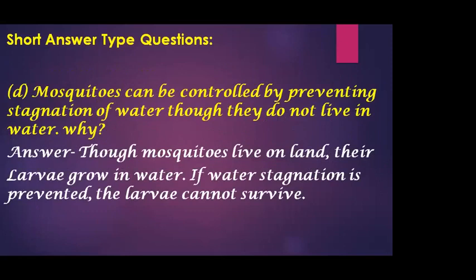Mosquitoes can be controlled by preventing stagnation of water, though they do not live in water. Why? Though mosquitoes live on land, their larvae grow in water. If water stagnation is prevented, the larvae cannot survive.